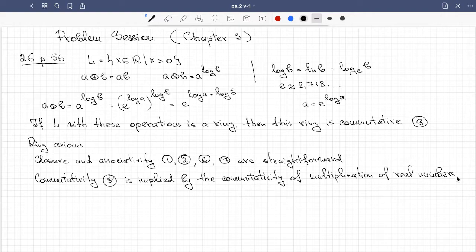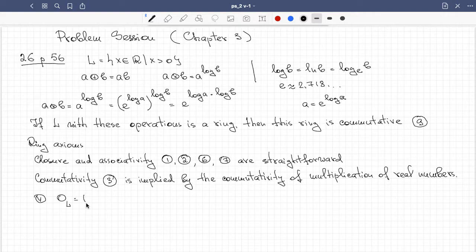Zero, what is 0? Axiom 4 for the ring requires the existence of a special element 0. So 0 in this ring, so this is about axiom 4, 0 in L is going to be the number 1. So real number 1, positive real number 1.